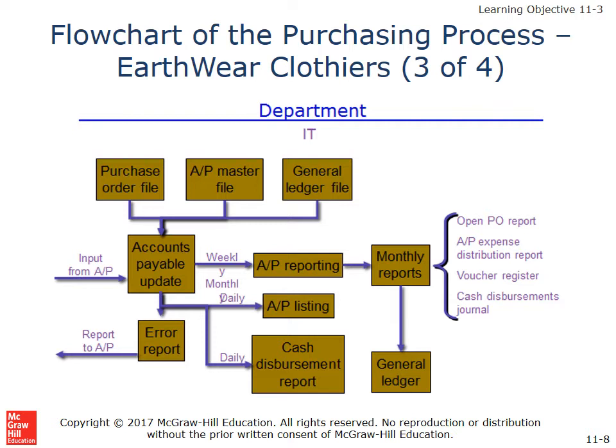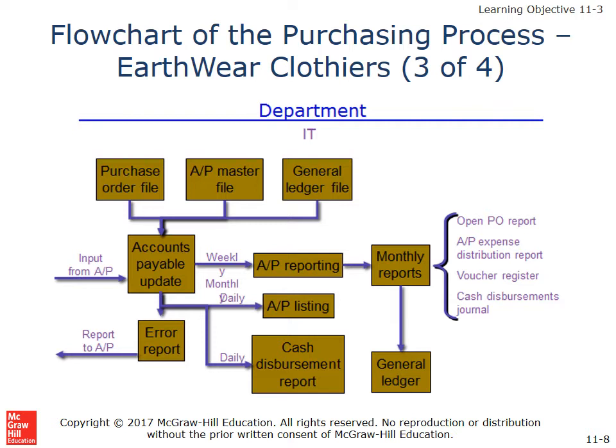The open purchase order report may be printed to show which purchase orders have not been received yet. There could be an expense distribution report that is printed, a voucher register showing how many vouchers are out there that are ready to be paid or aren't paid yet, and a cash disbursements journal. So this is showing you how this information is flowing through to different reports and ultimately to the general ledger file, into the general ledger account.